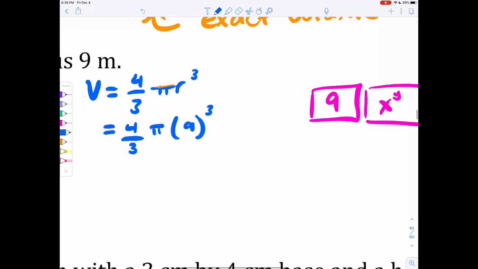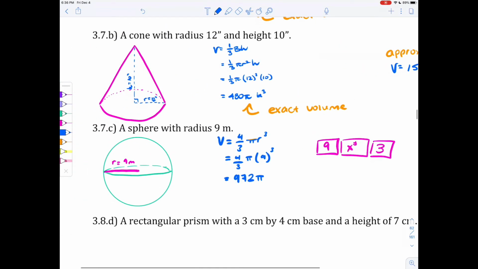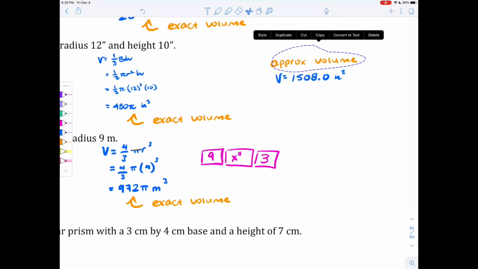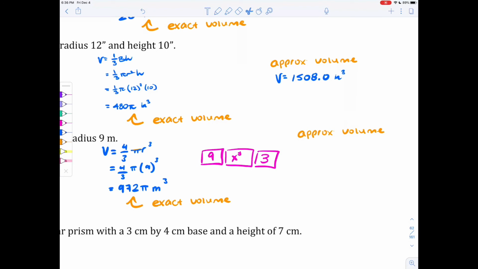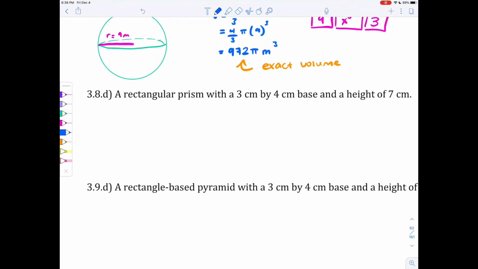All right, and when you plug in these values, 9 cubed times 4/3, we end up with 972, and then of course we still have our pi. And now our units, we're in meters, so we need to still have meters cubed up in there. In my own writing, I'm going to write exact volume, and I could actually still determine the approximate volume as well. And that approximate volume, when I plug that in using my pi button, would be 3,053.6 cubic meters.